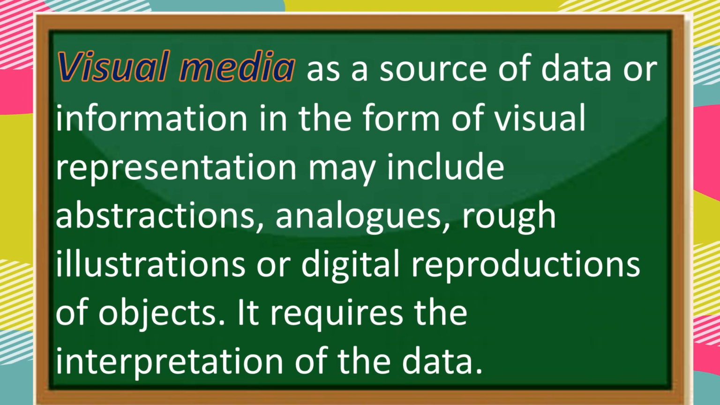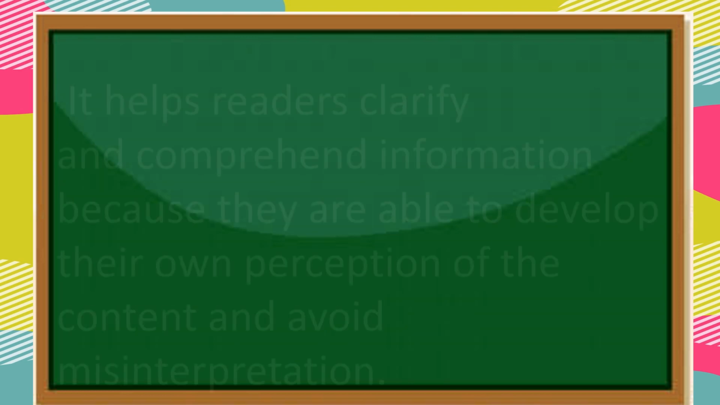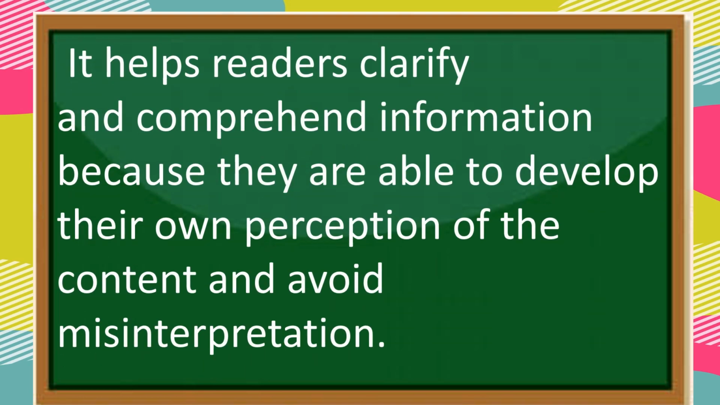Visual media as a source of data or information in the form of visual representation may include abstractions, analogs, rough illustrations, or digital reproductions of objects. It requires the interpretation of the data. It helps readers clarify and comprehend information because they are able to develop their own perception of the content and avoid misinterpretation.